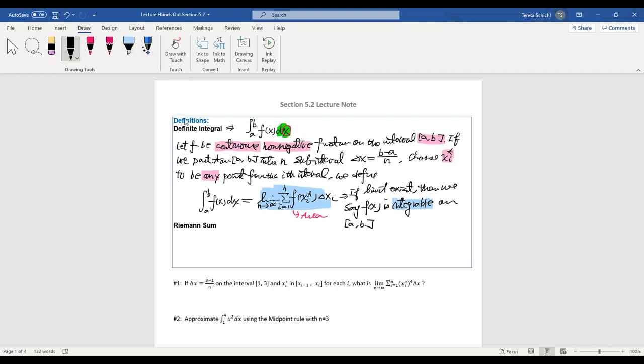And also from the previous video, we talked about the Riemann sum. What is the Riemann sum? We said the Riemann sum is this, right?